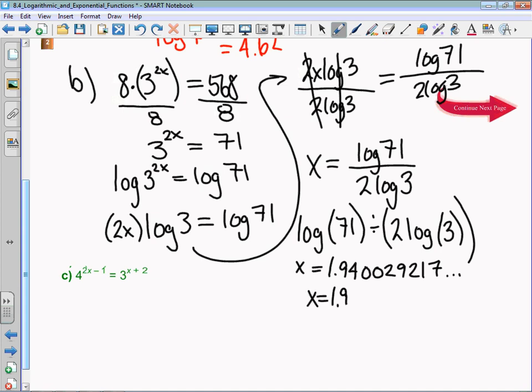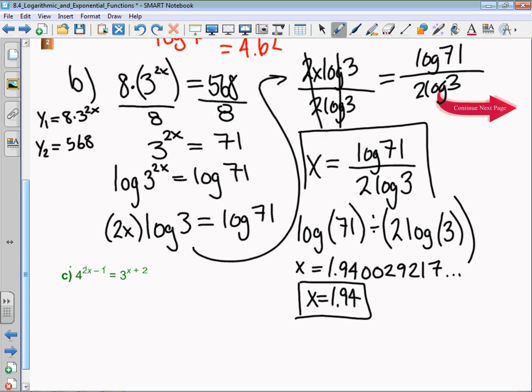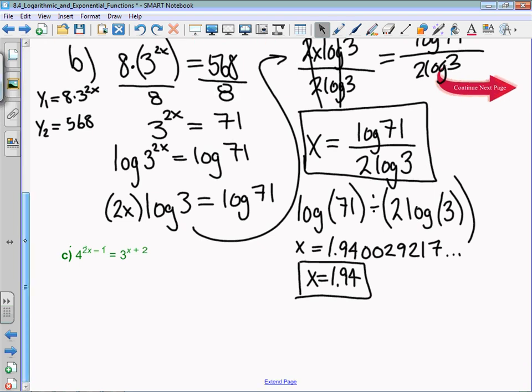Now, I should mention that because this question is round to 2 decimal places, there's another way of doing this. It's making y1 equal to 8 times 3 to the power of 2x, making y2 equal to 568, and solving for the intersection. That will work. The problem is it will never give you the exact form answer, and we are going to push that exact form answer more and more because it shows you can use the logarithm. And fortunately, C is really as hard as it gets.